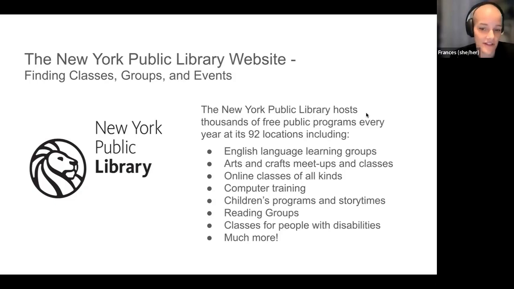The New York Public Library hosts many free public programs every year at its 92 locations. Among those things, the kind of events they host are really reliably weekly English language learning groups. They have arts and crafts meetups and classes, online classes of all types that you can access from anywhere, computer training, both online and in person. They do, of course, children's programs and story times, reading groups for adults, teens, and children, and then classes for people with disabilities, especially that focus on using adaptive technology if you have a disability, which I think can be really helpful. And then a lot more. This is just a sampling of what they have available.